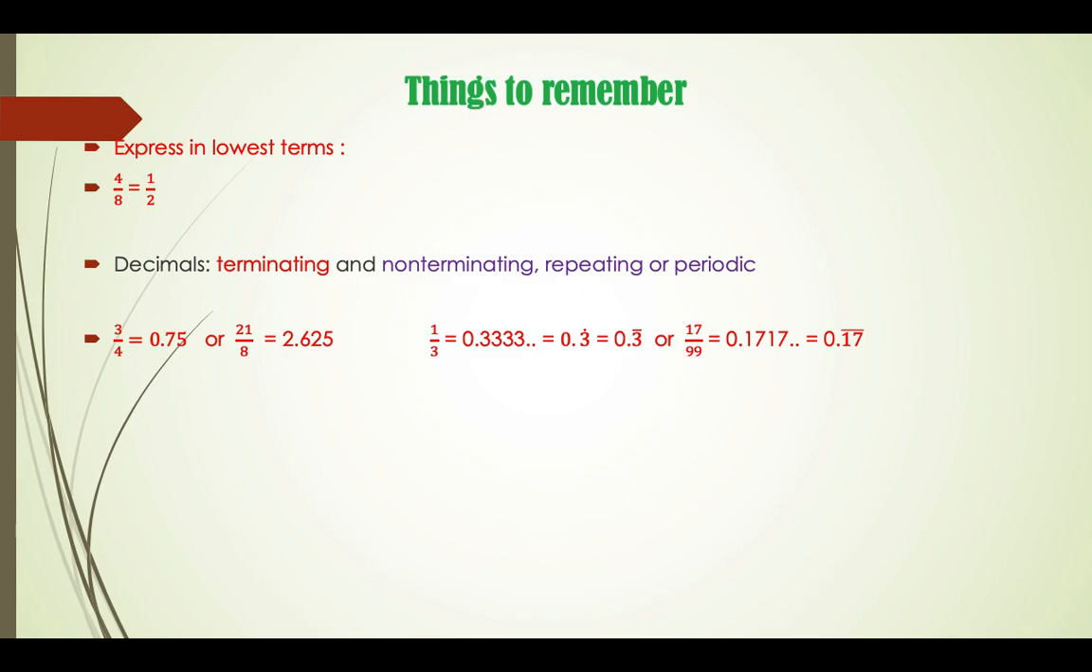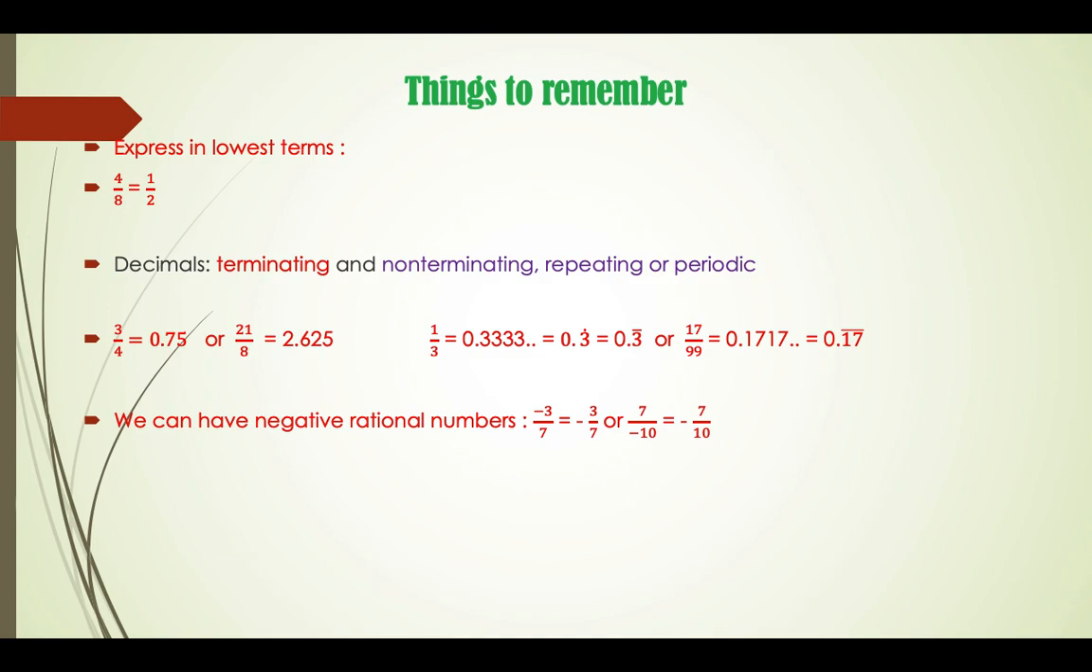Or for example, if we look at the number 17 divided by 99, the answer for this number is 0.171717, and the 17 repeats itself on and on infinitely. So we can represent this number by saying that 17 divided by 99 is equal to 0.17 with a bar over the 17. And again, that bar over the 17 indicates that that group of digits, 17, repeats itself infinitely after the decimal place.